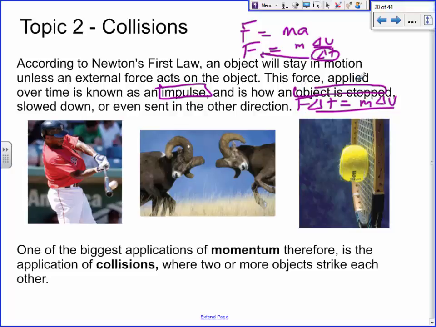Either we're going to stop an object, it's just going to smash into a wall and completely stop. We could just slow it down, right? Or it hits something and then it hits some frictional forces and eventually slows down. Or, I mean, these examples here, like the ones of the baseball or the tennis racket, the impulse could even send it backwards in a direction.